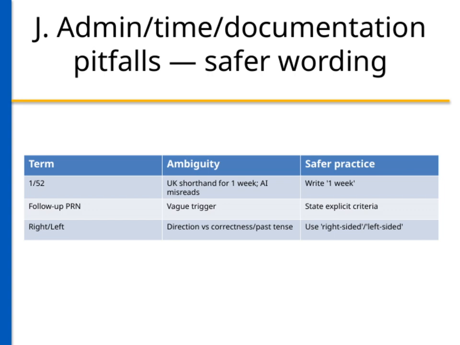Next, when you see follow-up PRN, it often refers to a vague trigger. But what does that trigger actually mean? To avoid confusion, it's best to state explicit criteria. For example, instead of just saying PRN, as needed, specify exactly what symptoms or conditions warrant the medication. Now, the terms right-left can be tricky. They might refer to direction, but they can also be mistaken for correctness or past tense. To be clear, use right-sided or left-sided when talking about locations or sides of the body. That reduces any potential for misinterpretation.